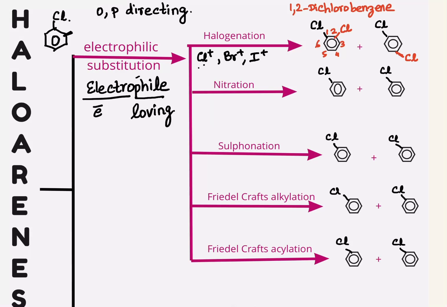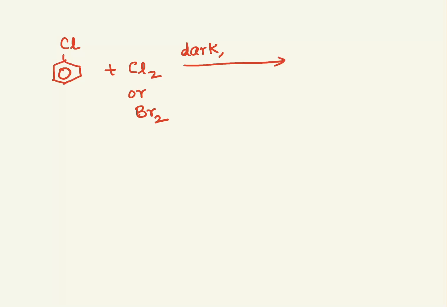It's becoming a bit messy, right? So why not go on and write the reactions neatly? So I'm taking the example chlorobenzene and treating it with chlorine or bromine. Now, if you have revised the topic of benzene, then pause the video and write all the conditions of the reaction that you can remember from the topic of benzene.